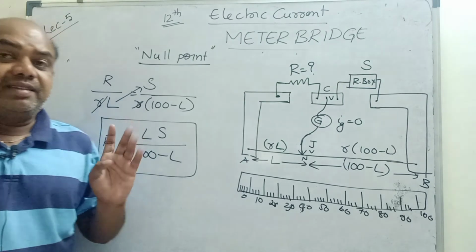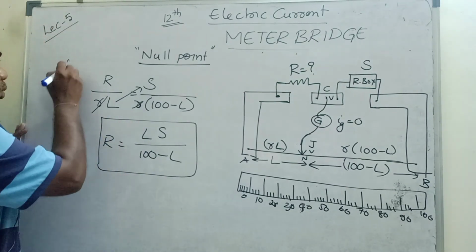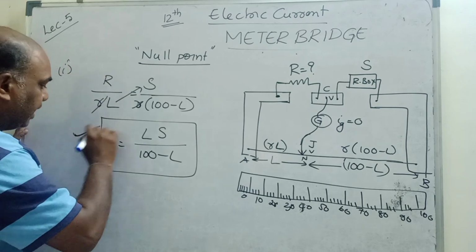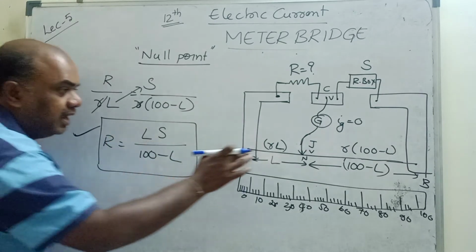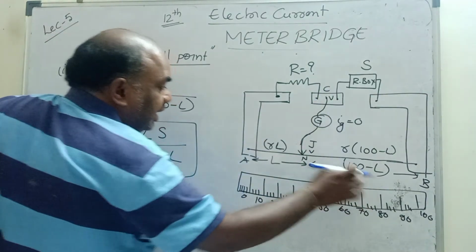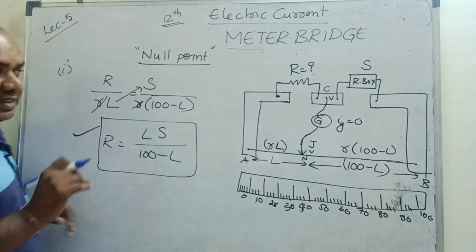The first one is completed. Sir, how to find the specific resistance? The first one is proved. We calculated the resistance. This is the formula to find the resistance: L into S by 100 minus L. This into this, by the denominator 100 minus L. You will get the resistance.